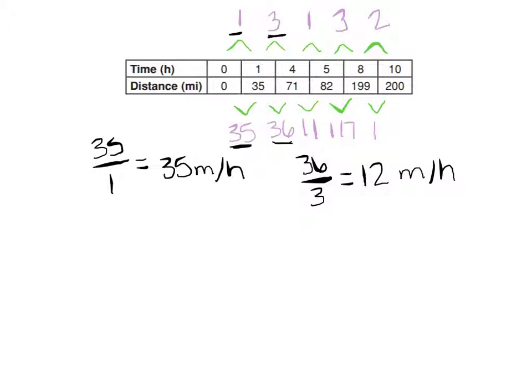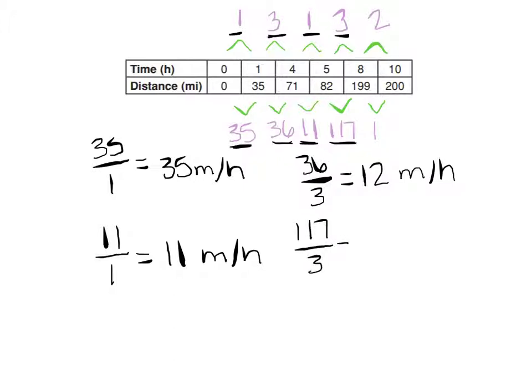I'm going to clean up my board, and then we'll do the last couple examples. All right, it looks a little bit better. Let's look at our next set. Our change in the DV was 11. Our change in the IV was 1, so our change was 11 over 1, or 11 miles per hour. All right, then we end up with 117 and 3. So that ratio is going to be 117 over 3, which is 39 miles per hour. Looks like we're getting fast again.